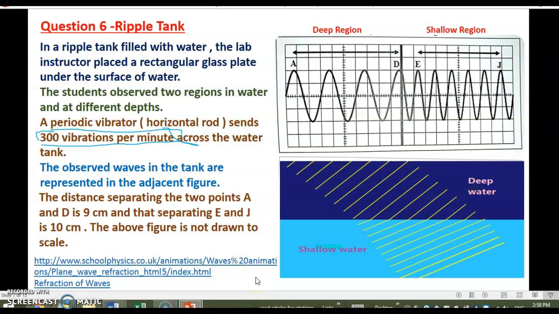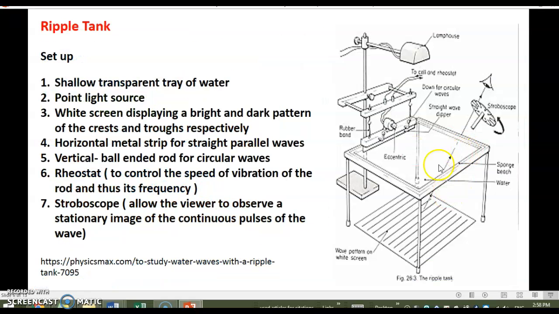The students observed two regions in water at different depths. And this is expected because as we put a layer here on the tray, this region in which the glass is placed has lower depth than the other part that is not covered with a glass plate.